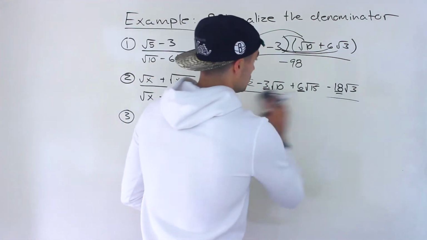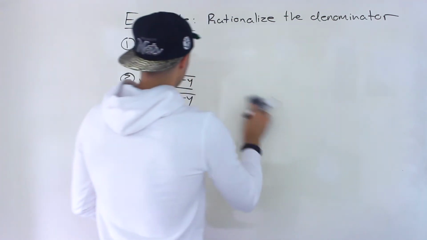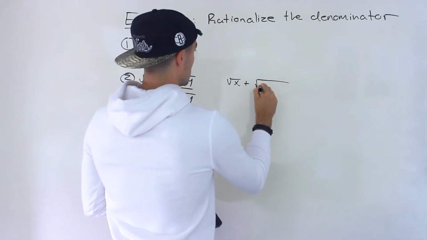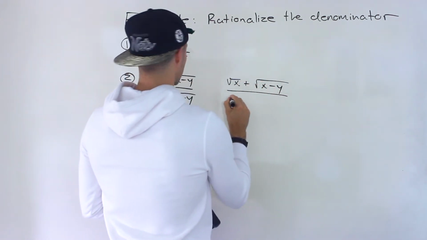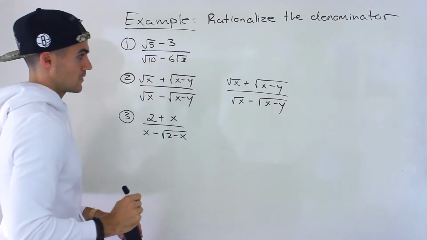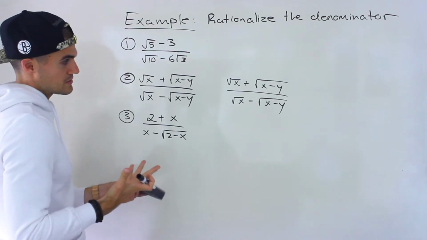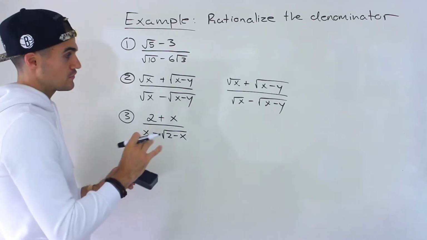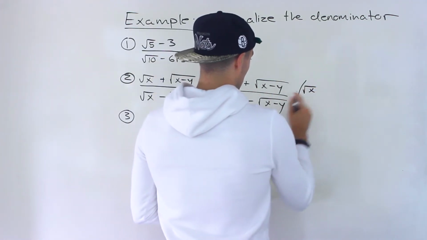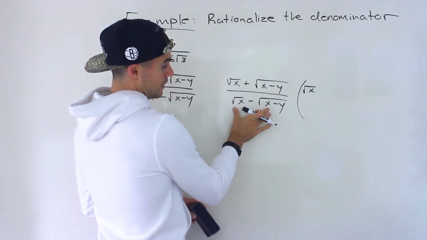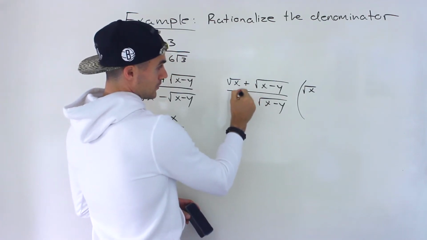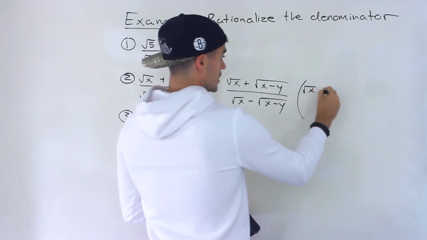Right, moving on to number 2, we have root x plus root x minus y all over root x minus root x minus y. First thing we check, can we simplify anything? And we can't. We can't simplify any of the radicals, so we can get into rationalizing from here. And what's the conjugate of the denominator? Well, in this case, it's actually the numerator. Notice they're the same, it's just the sign is changed in between.